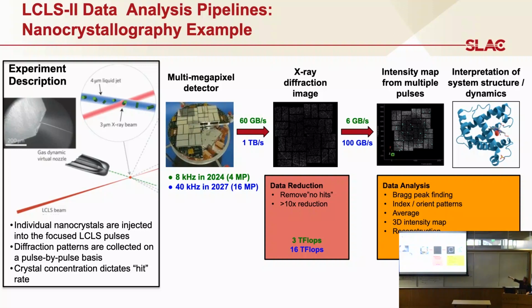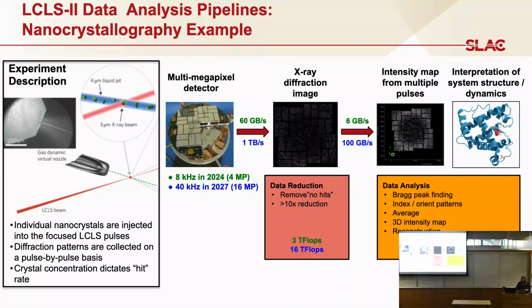So this red box that shows data reduction tells you how much computing is required in order to do that level of data reduction. And I show 2 time scales. One is 2024, that's an 8 kilohertz, 4 megapixel camera. By 2027, we think it's going to grow up and turn into a 16 megapixel camera and be able to run at 40 kilohertz. So by 2027, we expect we'll need 16 teraflops to handle the data reduction aspect of it. So this is great. This gets us a factor of 10 reduction, and now we're down to 6 gigabytes per second heading into disk.